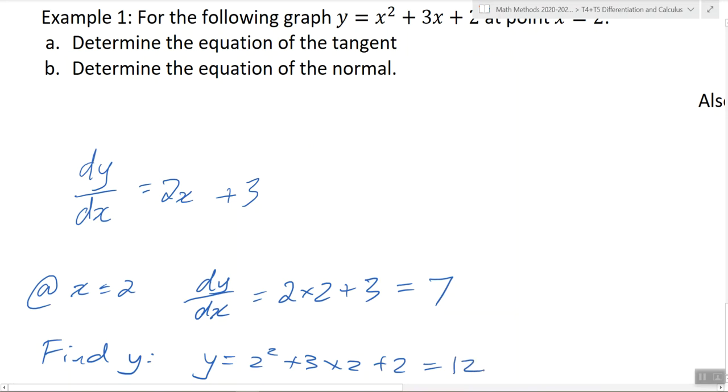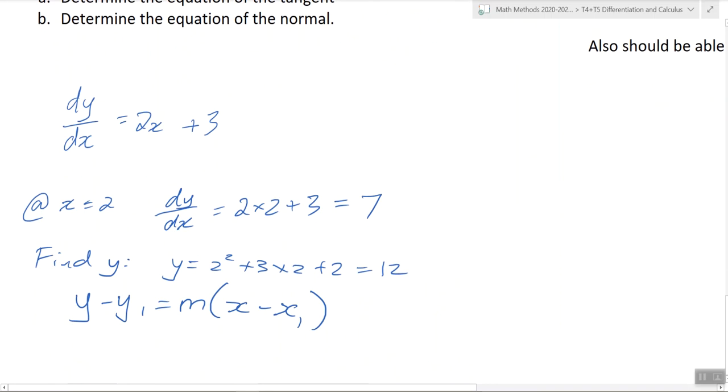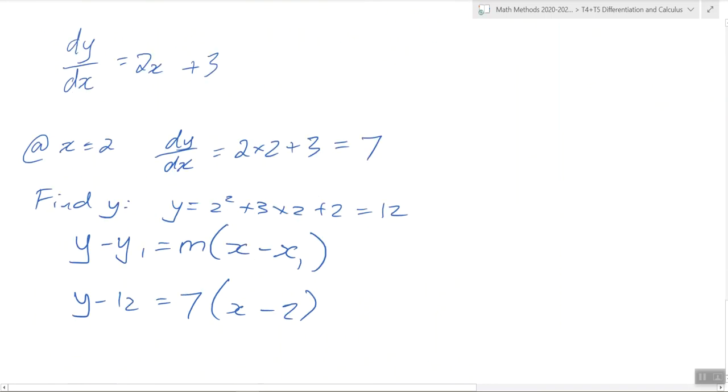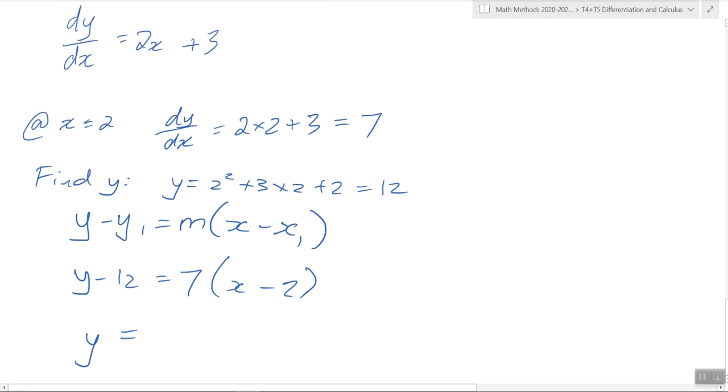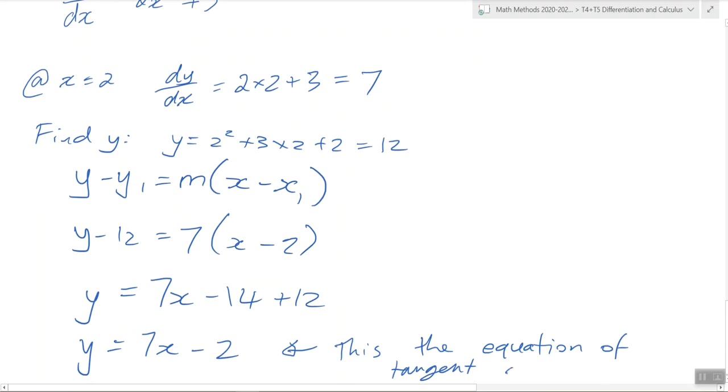Okay, so I've got the point, I've got the gradient. What do you think's the next step? Remember that funny rule I gave you? So we're subbing it in. Usually we have an equation with what isolated? Y by itself. So I'm going to expand the brackets and then bring the 12 over. So we're left with that equation for the tangent. Does that make sense to everyone, or is there any questions? At x equals 2. Okay?